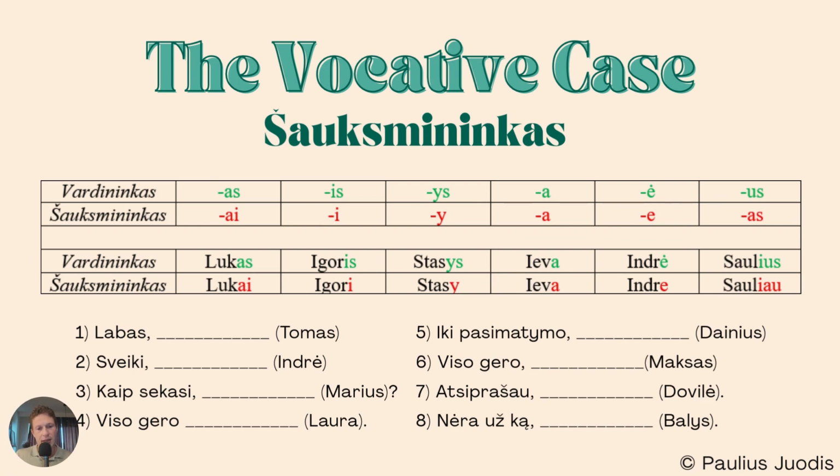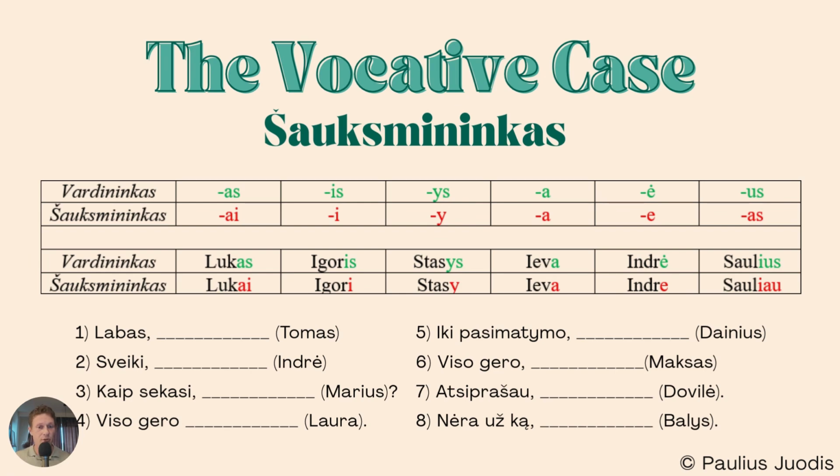So let's say my name is Paulius, but when you're saying hi to me, you should say labas Paulau, just like solus, solo, right? If you're introducing me to someone else, you would say čia yra mano draugas Paulius. This is my friend Paulius, because you're introducing me. But if you're speaking to me directly and saying my name, you'd use the vocative, šauksmininkas, labas Pauliau.